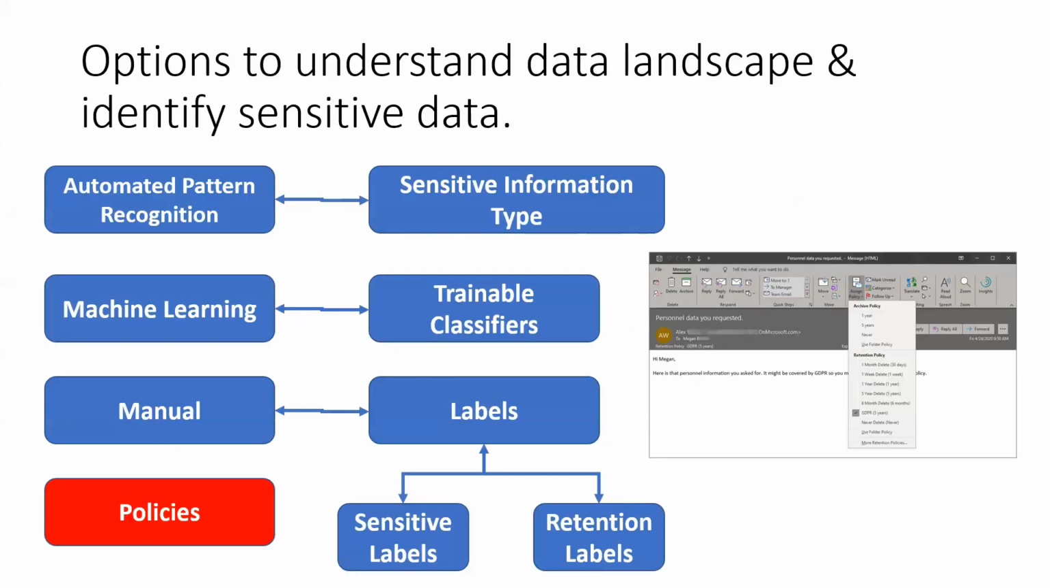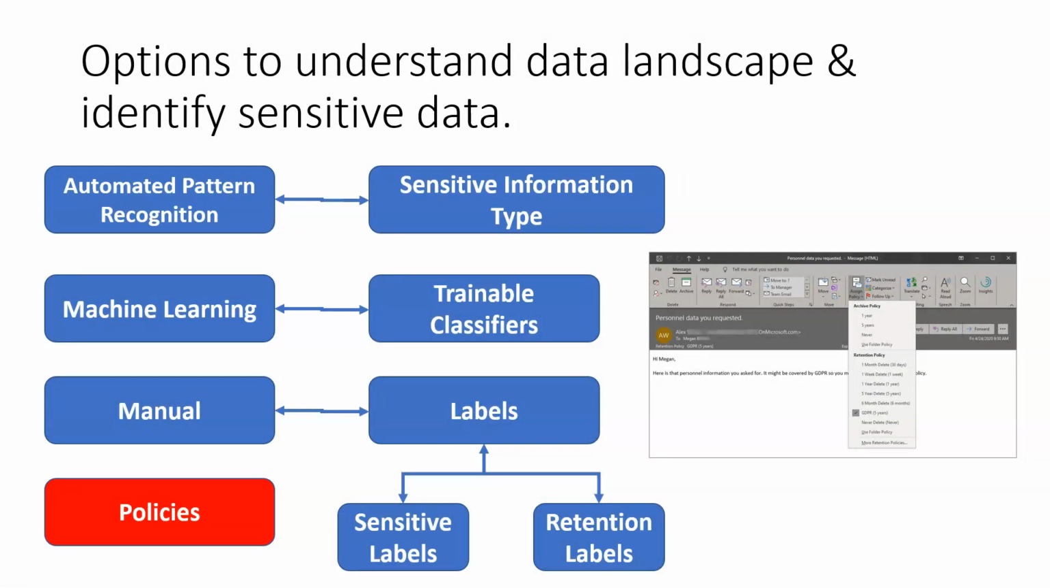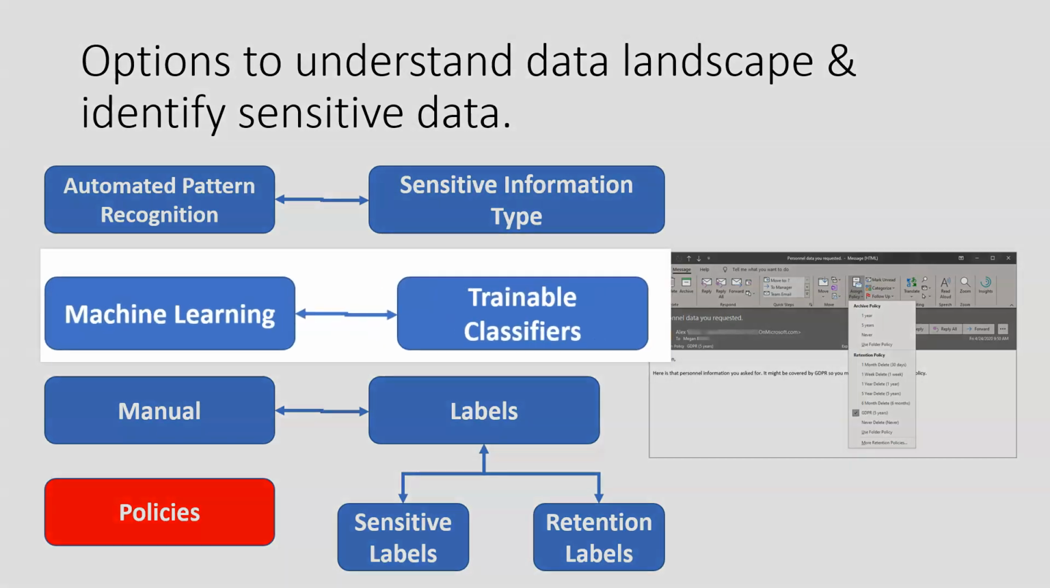Microsoft 365 provides three ways to identify items so that they can be classified. And this identification and labeling of data can be accomplished by any one or more of these capabilities. The first option we have is sensitive information types, which we call automated pattern recognition. In this case, the solution can detect sensitive information like social security numbers, credit card, or bank account numbers to identify the sensitive items.